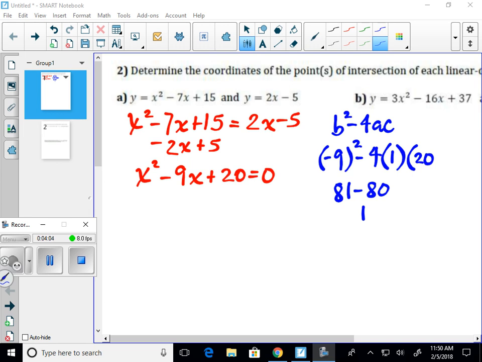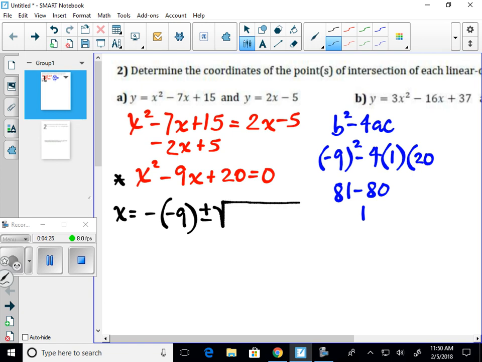How do I find points of intersection? Well, I need to use my quadratic formula to find the solution. So I want the roots to this quadratic equation that I formed. So let's plug it into the quadratic formula. So x equals negative b, so it's a negative 9 plus or minus the square root of negative 9 squared, b squared, minus 4 times a times c. Well, now, wait a minute.